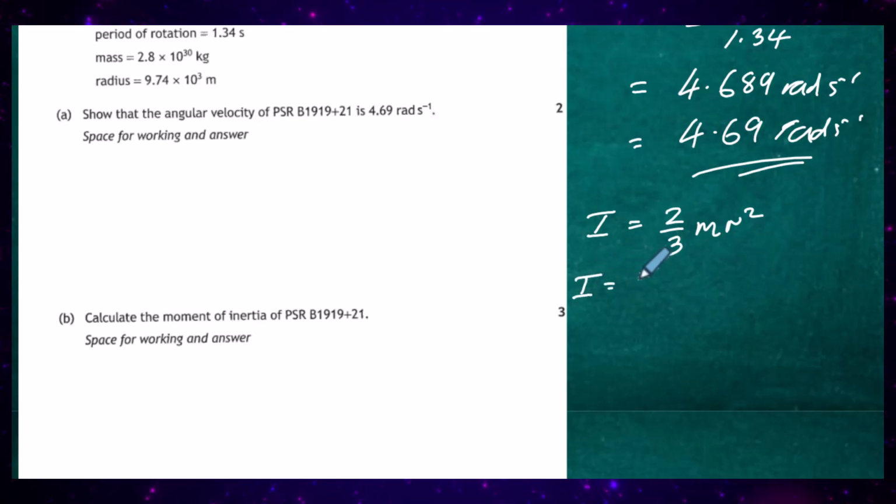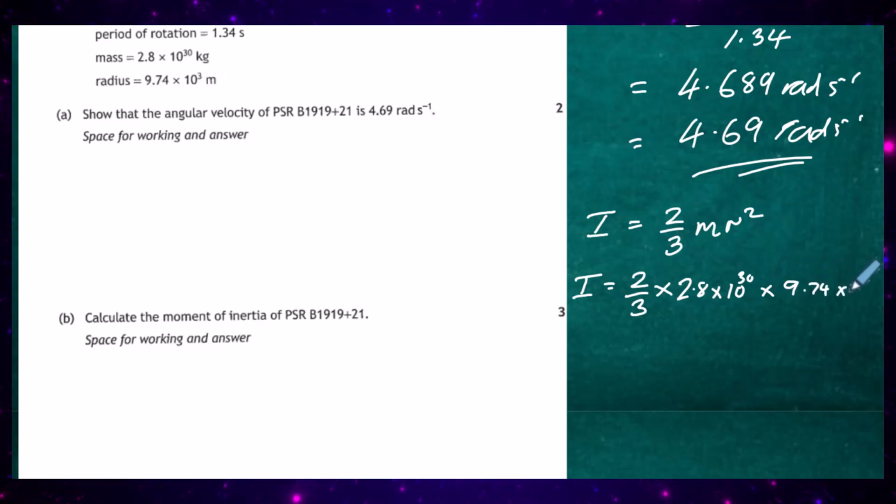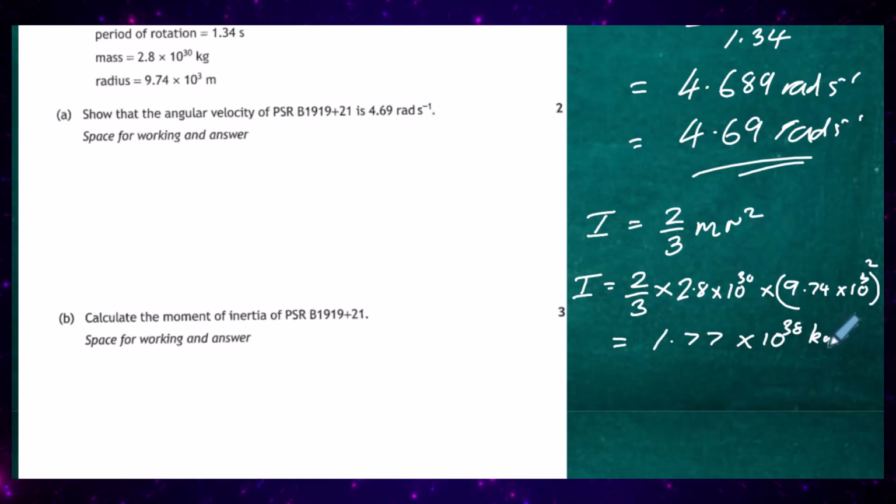Moment of inertia I equals 2/5, and we multiply that by the mass of the pulsar, 2.8 times 10 to the power 30, and we have to multiply that by the radius squared, which is 9.74 times 10 to the power 3, all squared. It's a calculator problem, so we plug that into a calculator, and we end up with the moment of inertia of the pulsar being 1.77 times 10 to the power 38, and the units will be kilograms meters squared.